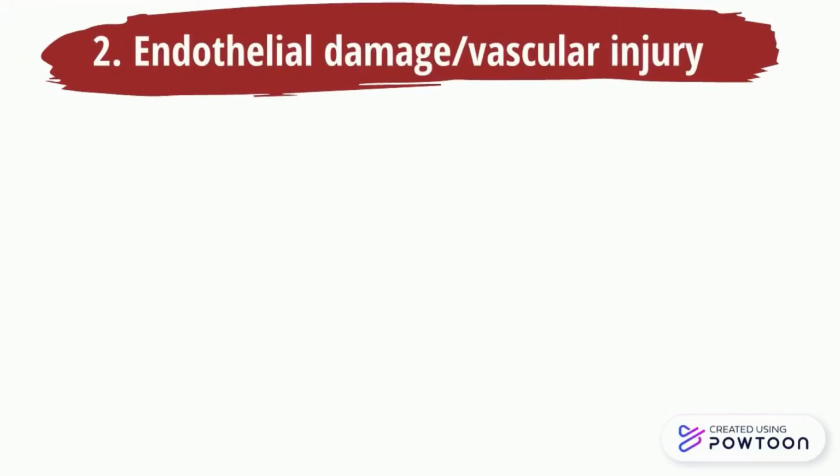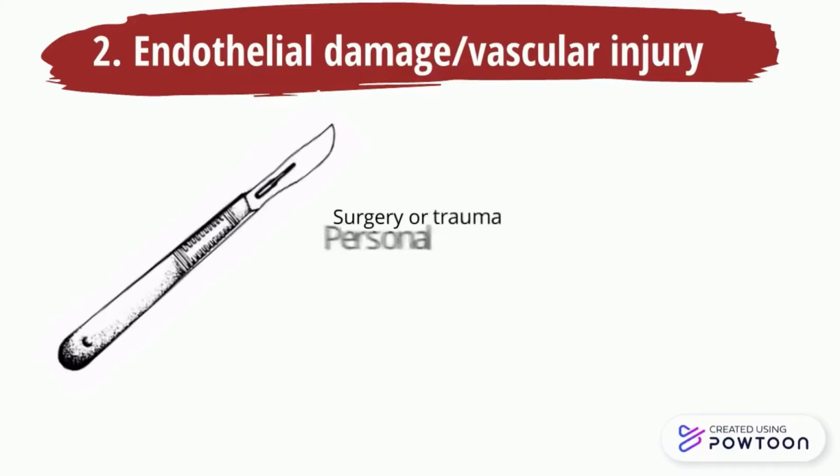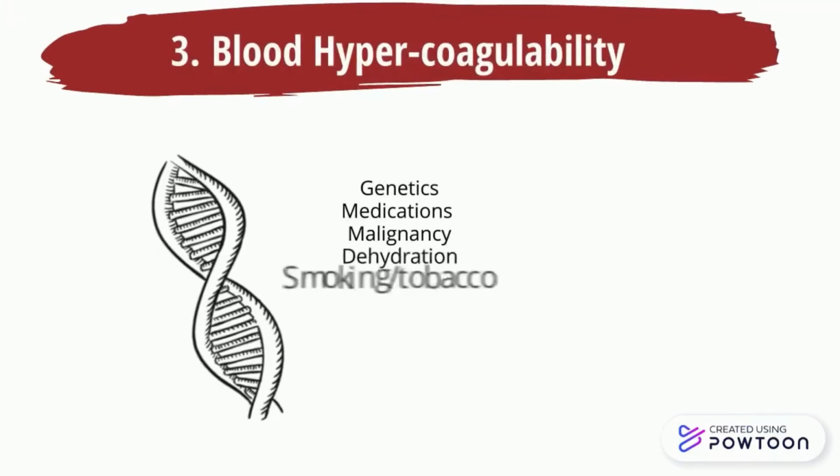The second category is endothelial damage or vascular injury, which is when there is damage to the blood vessel walls. Causes of this could be surgery, trauma, or a personal history of having a DVT, as there could be pre-existing damage. The third category is blood hypercoagulability, which includes a number of different factors.